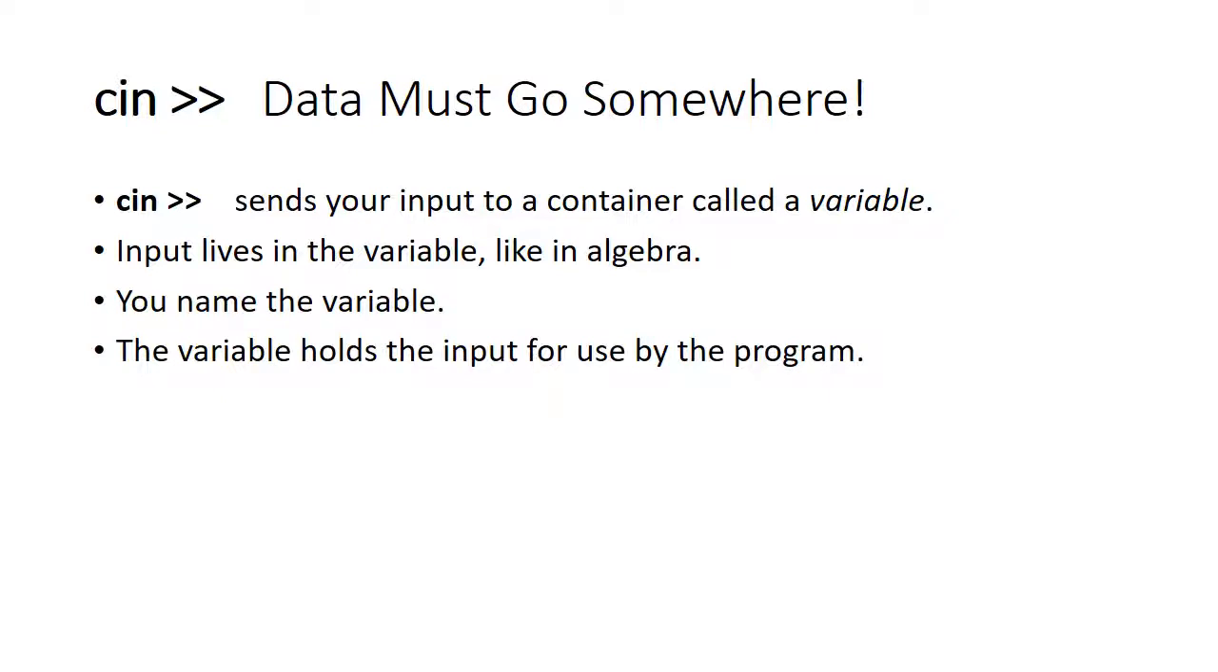And cin stores your data in a variable, and it's kind of like algebra. You had a equals 7, and b equals 3. 7 plus 3 equals 10, a plus b equals 10 in algebra. And like in algebra, you get to name the variable.